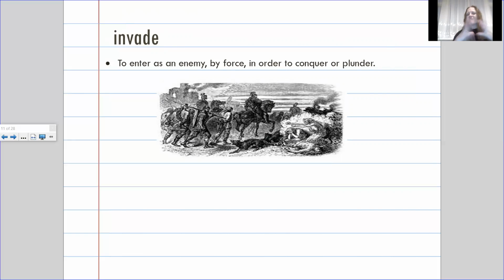Invade. So if you invade somewhere, you go in there by force and you take over control. So to enter, you're the enemy entering. So to enter as an enemy by force in order to conquer or plunder. So to take things and to take the land, to take all the expensive things, to take the money, all of that. So they invade somewhere. Invade means you're not being invited in. You're going in without being invited. You are the enemy. And by force, often through fighting, they are going to take things and conquer and take over that land. They are invading that land.